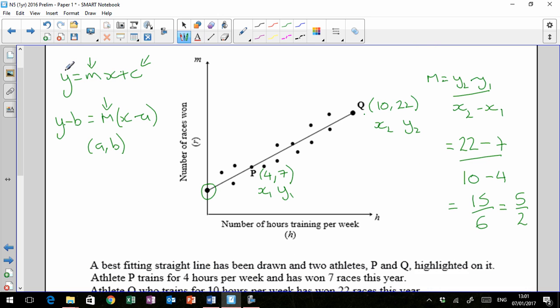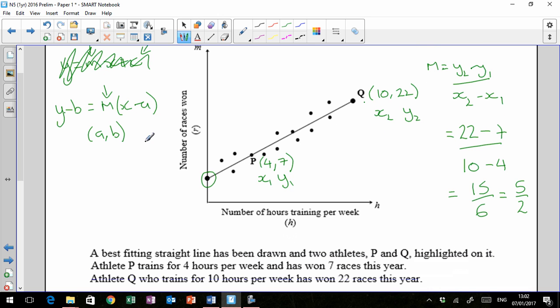Now we don't know the y-intercept, so I'm not going to use this one. I'm going to use this here. We know the gradient's 5/2. We know a point. I would just use p again because the numbers are a bit smaller. So y take away b, b is 7. The gradient is 5 over 2. And then x take away a, which is 4.